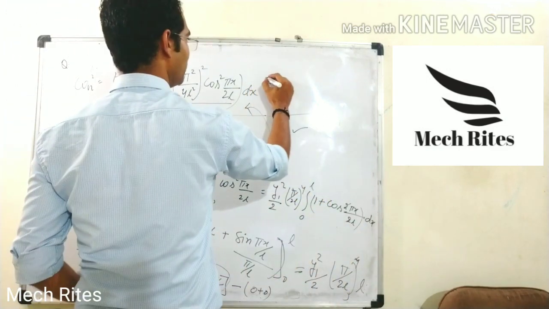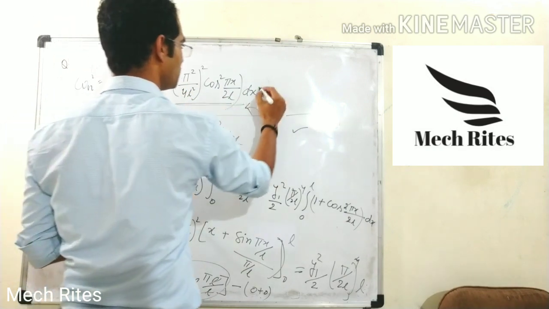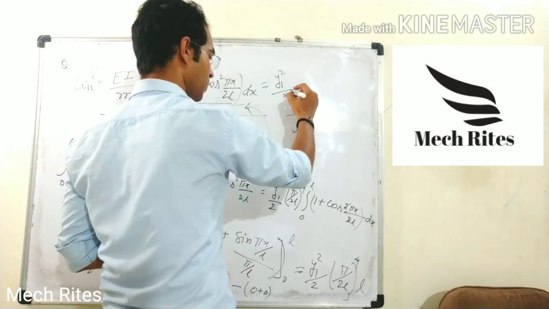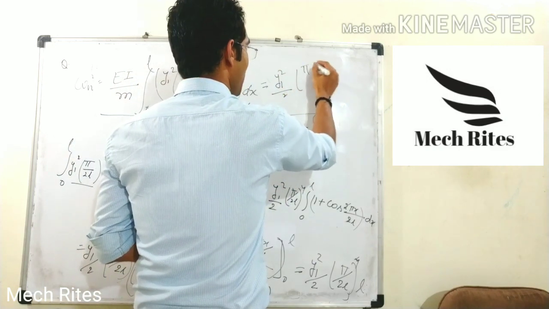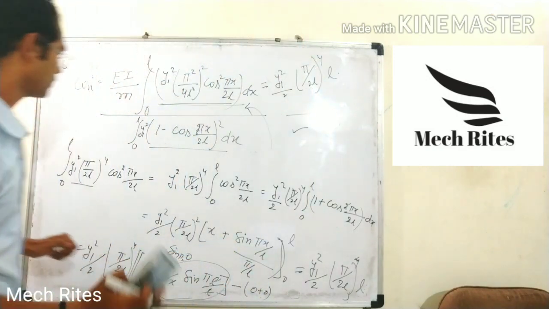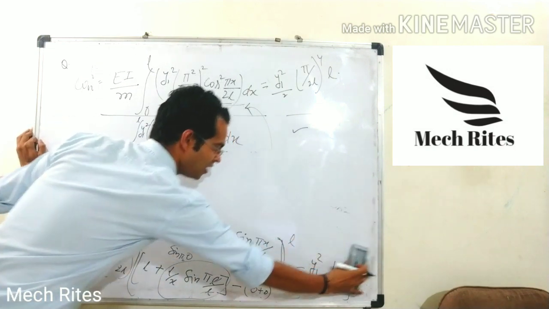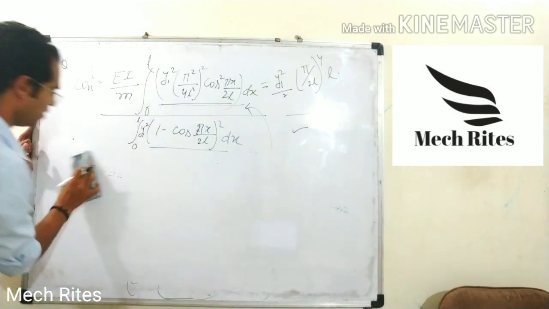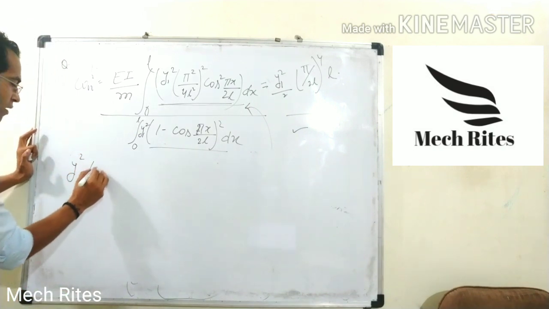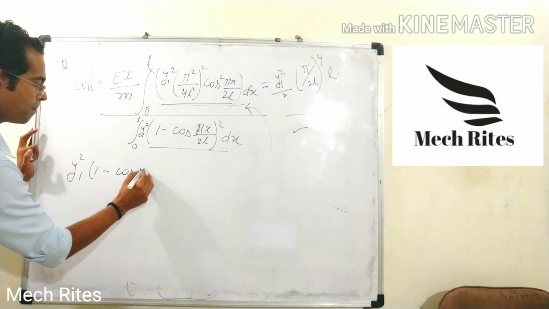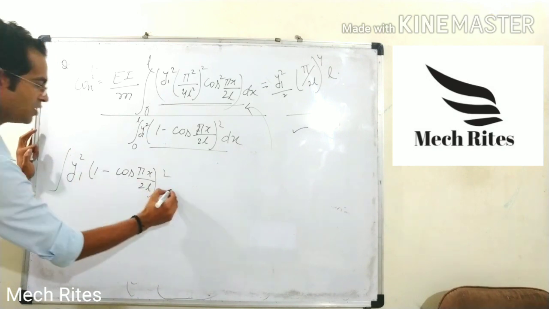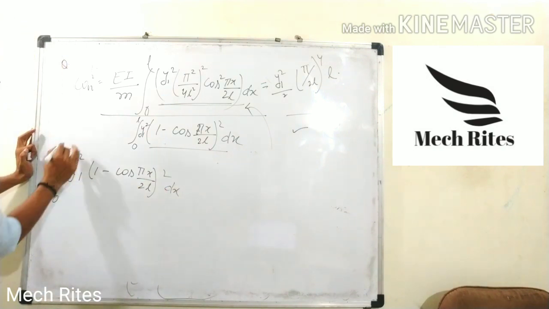So finally, the integration of this part will be y1 square by 2, pi by 2L to the power 4, multiplied by L. Now I will integrate the denominator part. Let us see: y1 square, 1 minus cos pi x by 2L, whole square, integration under the limit of 0 to L.